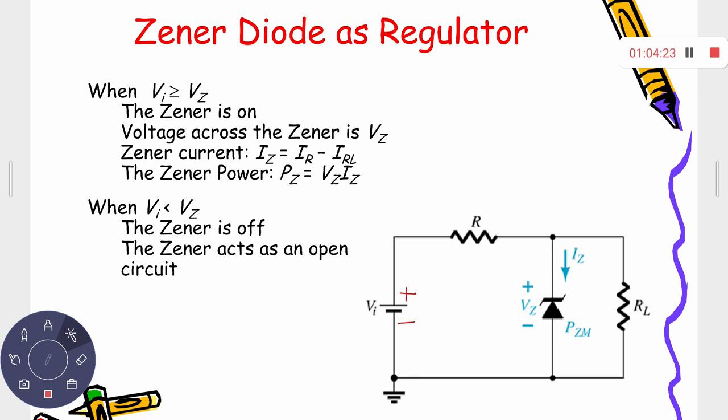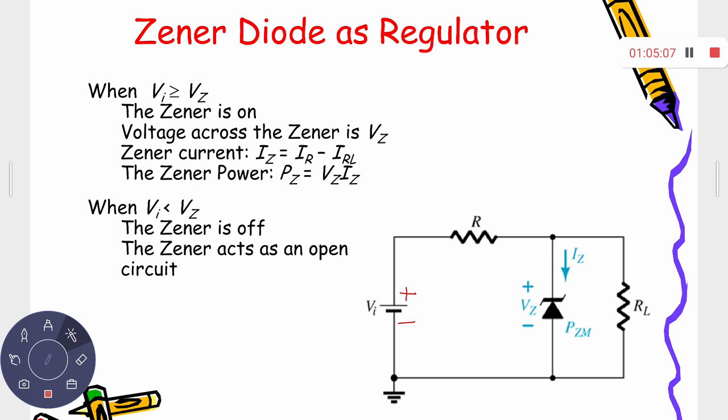Now what happens when the applied voltage Vi is greater than or equal to Vz? When the applied voltage is greater than or equal to Vz, then the diode enters from the reverse bias to the breakdown region. Because now this is acting as your external stimulation, so input fluctuation is there. And when this voltage is just greater than or equal to your VZ, that voltage VZ is given, it is fixed. So when this applied voltage VI is greater than VZ, then the diode is on. On means what? On in the breakdown region.